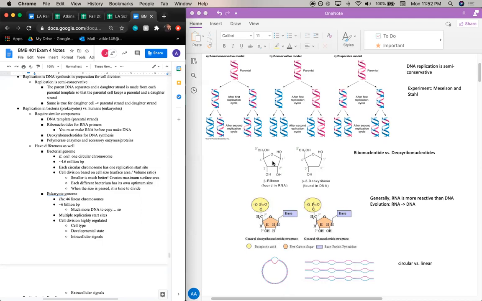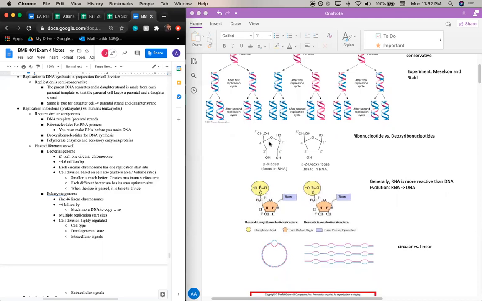Okay, so we know that ribonucleotides and deoxyribonucleotides work with other components to make nitrogenous bases, which you can see down here. So the difference comes here on this 2' position. On a ribonucleotide, we have this hydroxyl group hanging out here, whereas on the deoxyribonucleotide, we don't have this here, which is why it's called deoxy. It's without the oxygen.